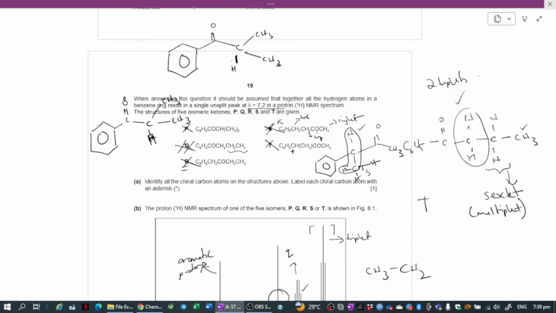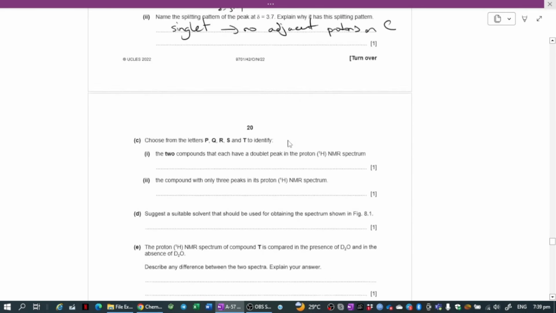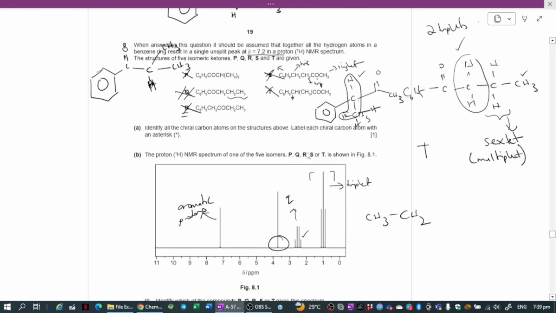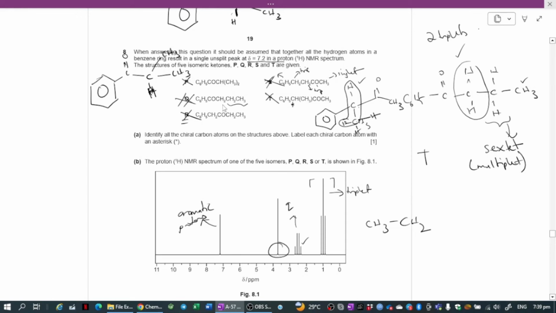So the two doublet-containing species will be P and T. Right, so this will be P and T. The compound with only 3 peaks in its NMR spectrum. Well, we know it can't be R. It can't be Q because Q will give a peak here. We'll get a peak for this, this, and this. It can't be T because we'll get one peak here, one peak here, and one peak here, so that's 4 peaks. This will give one peak, one peak, one peak, and this will give 4 peaks. So by elimination, it has to be P.